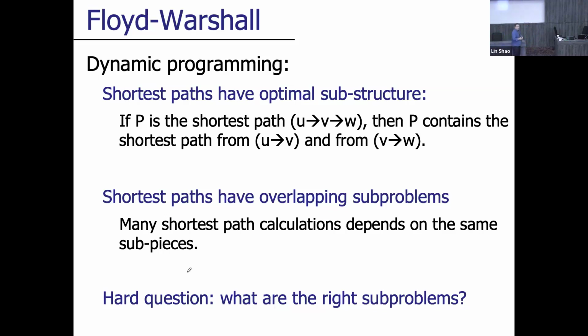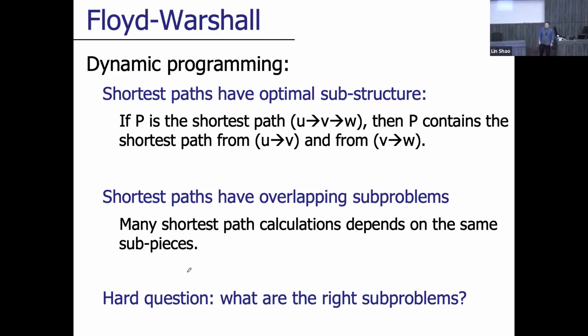All right. It turns out the shortest path definitely has optimal substructure. For example, if P is the shortest path from U to V to W, then the shortest path P will contain the shortest path from U to V, and then from V to W, right? These two paths are also shortest paths, from node U to node V, and from node V to node W, right? So these already exhibit optimal substructure.